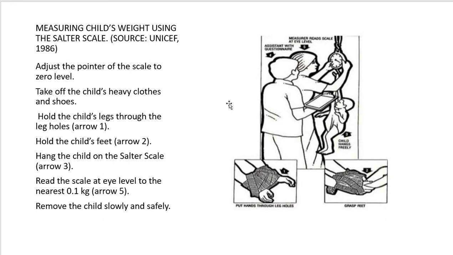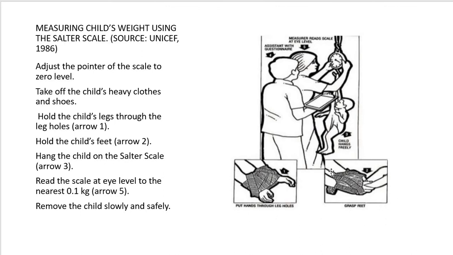It may be the Salter or the beam balance or the electronic, whatever it may be, one has to adjust the pointer or adjust the scale to the zero level. Then in this Salter type, take off the child's heavy clothes and shoes and hold the child's legs through the leg holes. In the bottom left picture, you can see one has to hold the child's legs through the leg holes. That is the first picture, or arrow one, and hold the child's feet.